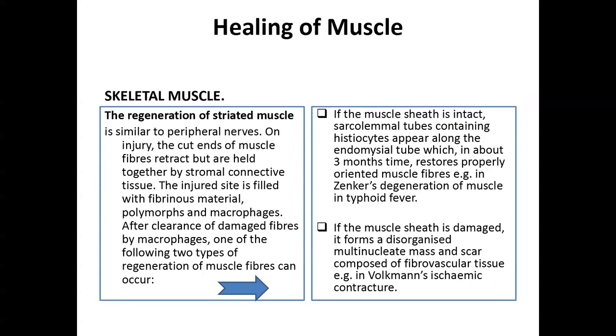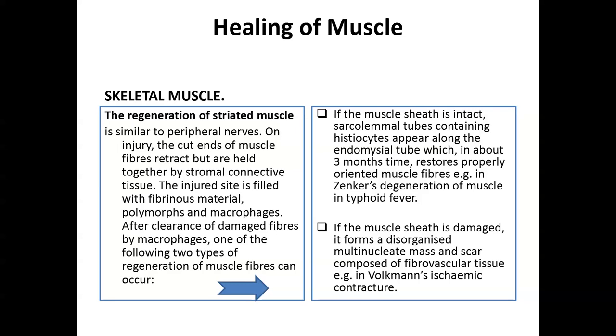What about muscles? The regeneration of striated muscles. You must remember that it is similar to peripheral nerves. On injury, the cut ends of muscle fibers retract but are held together by stromal connective tissue. The injured site is filled with fibrinous material, polymorphs, and macrophages. After clearance of damaged fibers by macrophages, one of the following two types of regeneration of muscle fibers can occur.